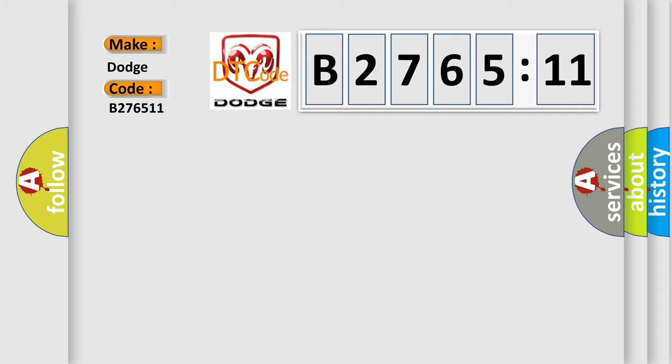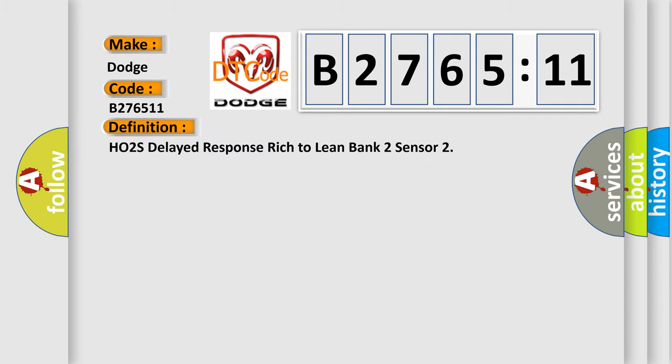So, what does the Diagnostic Trouble Code B2765-11 interpret specifically for Dodge car manufacturers? The basic definition is HO2S delayed response rich to lean bank 2 sensor. And now this is a short description of this DTC code.